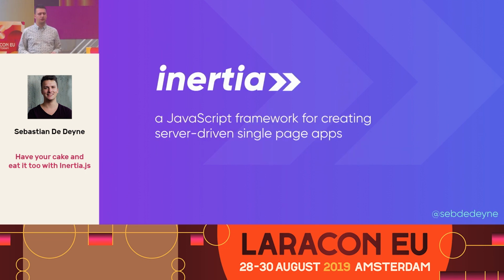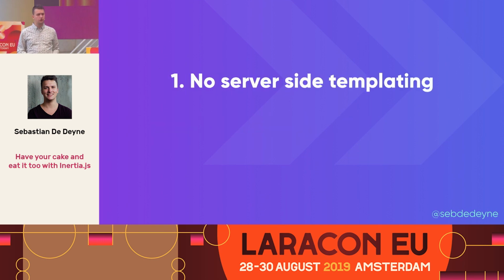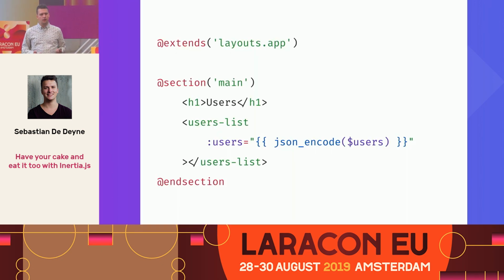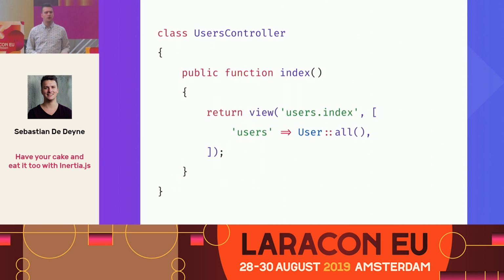So this is where Inertia kicks in. Inertia tries to solve this with two key features. First of it being no server-side templating. If you look at a Blade view in an application without Inertia, you might have written something like this at some point. You have a mix of HTML, and you'll be rendering one or more view components. And then actually most of the interesting part of this view lives inside the view component. You have a controller which just returns a view users.index, and you pass down the users to that view.